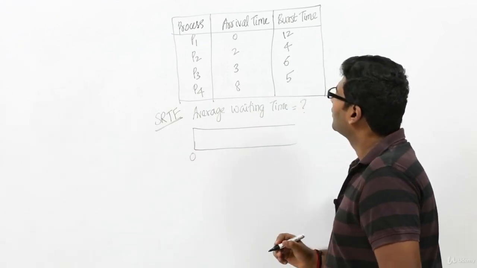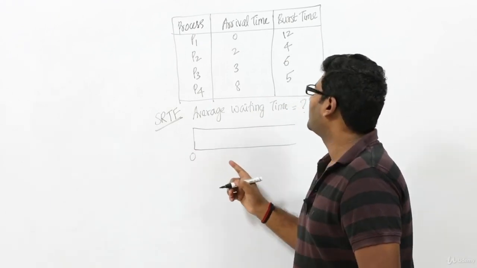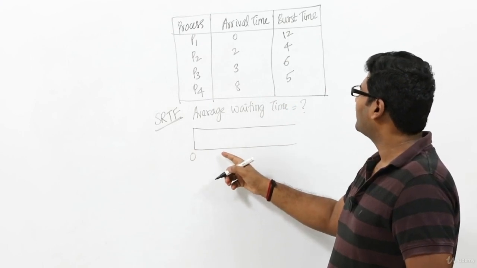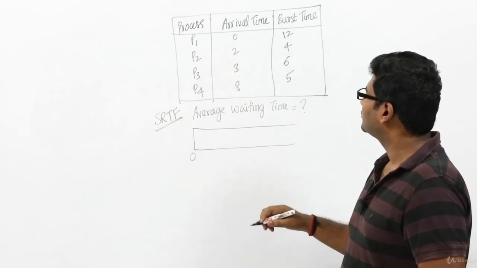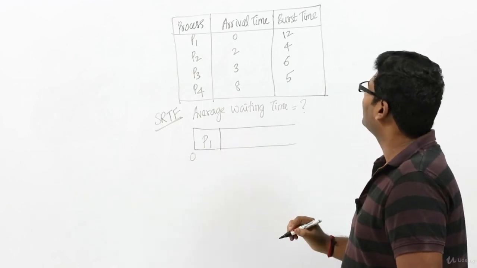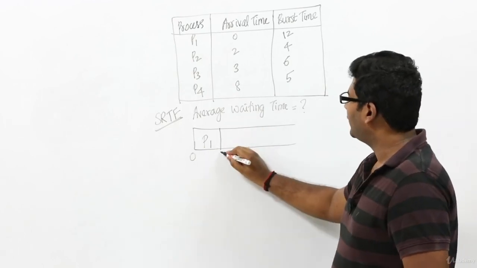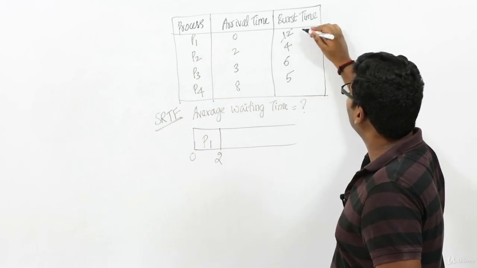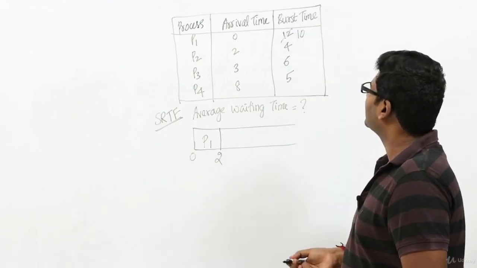Now at time unit 0, the only process which has arrived to the RAM is P1. So we will schedule P1. It will execute at least till 2, which means its remaining execution time is 10.